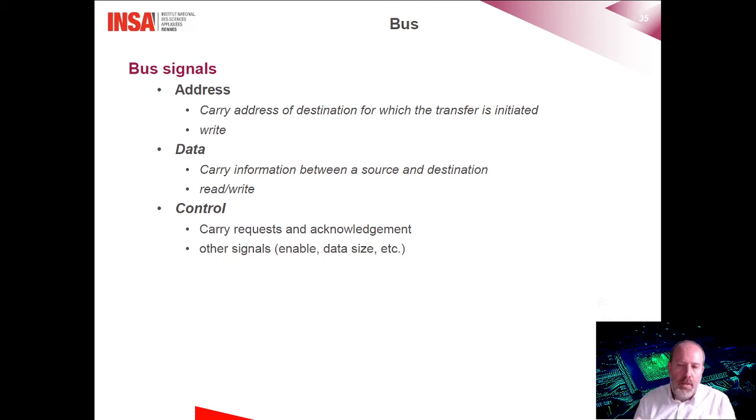Finally, there's another bus, which is called a control bus, that is used to carry requests and acknowledgements, and is also used to transmit other signals like enable, data size, and any other control signal that can be used by the peripherals. These buses are usually also available in both read and write modes.